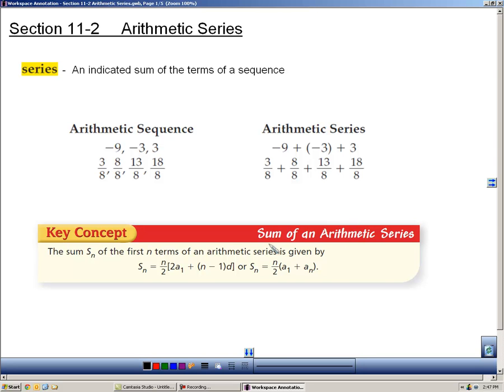You see here the formula for the sum of an arithmetic series. There are actually two formulas. This is probably the one we'll use most often. What the different things mean here: a sub 1 is the first term of the sequence, and a sub n is the last term of the sequence. S sub n is the sum of however many terms you're looking for, and n over 2 is just the number of terms divided by 2. So we're going to use these formulas to find out the sums of arithmetic series.